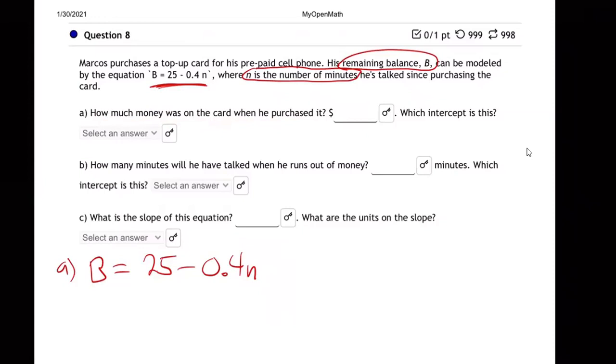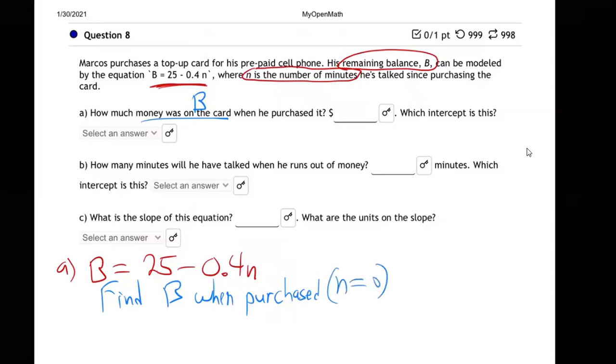So they're saying find B, find the balance, right? Find the money on the card, that's the balance, when purchased. And when it's purchased, that's n equals 0. Do you realize that's n equals 0? Why is n equals 0? What is n again? Number of minutes he's talked since purchasing the card.